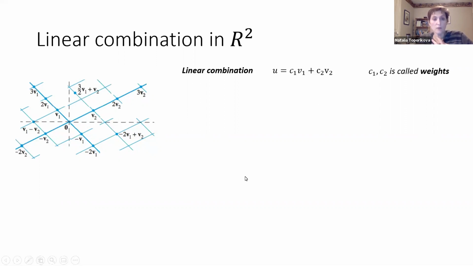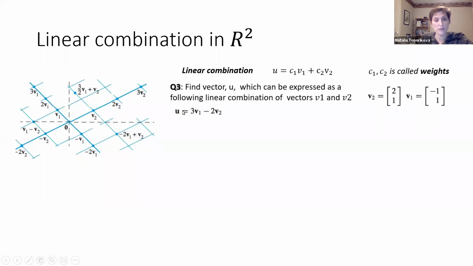But how do we actually find the numerical value for this linear combination? Let's go to actual numbers and try to figure that out. Again, this is our v1 and v2, but now they're in terms of numbers, the x and y coordinates, because we're talking about a two-dimensional plane. And we will try to find the vector u, which is formed by the linear combination 3v1 minus 2v2.